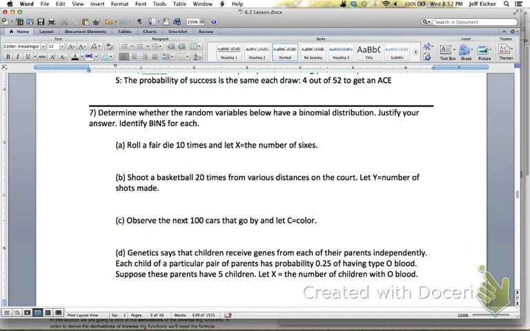Here on number 7, you're going to be answering some questions. Determine if it's a binomial setting or not, yes or no. If it's a yes, then identify BINS. If it's a no, then just pick which one of those, B, I, N, or S, is the problem case.